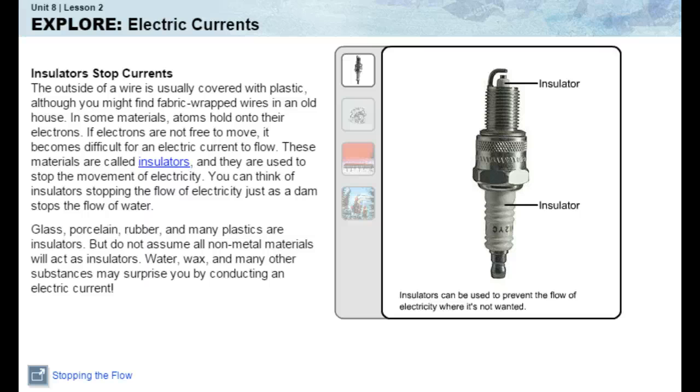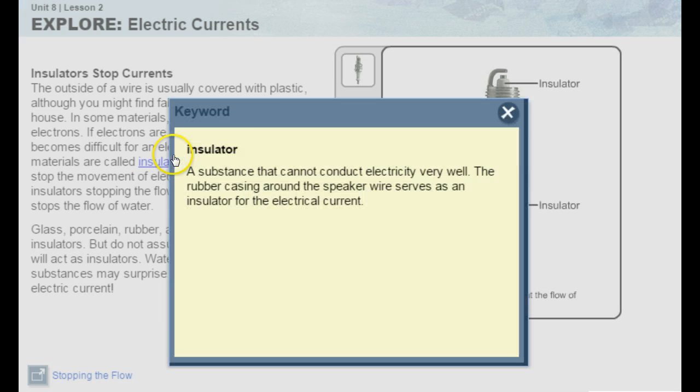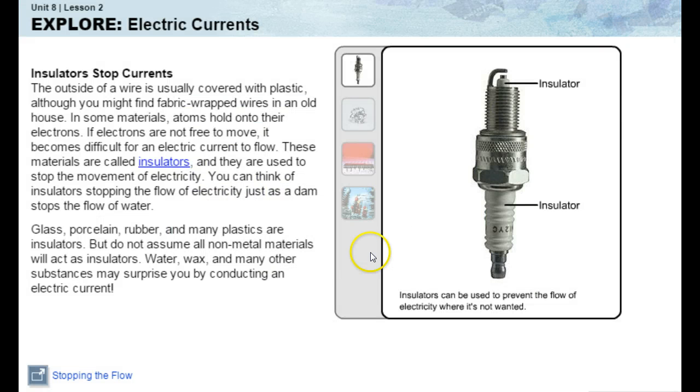In some materials, atoms hold on to their electrons. If electrons are not free to move, it becomes difficult for the electric current to flow. These materials are called insulators, and they are used to stop the movement of electrons. A substance that cannot conduct electricity very well is considered an insulator. The rubber casing around a speaker wire serves as an insulator for the electrical current. You can think of insulators stopping the flow of electricity just as a dam stops the flow of water.